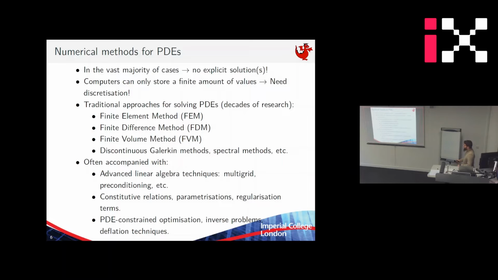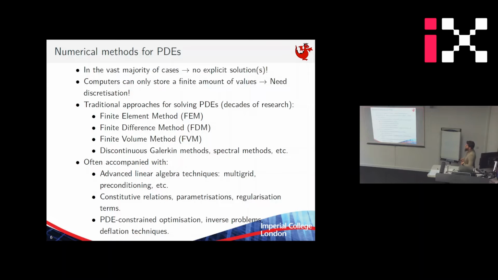You also have, when you use those methods, a lot of questions that arise, like how do you actually solve them? Usually you end up with the problem of solving a linear system of the form AX equals B, where A is a huge matrix. And because this matrix is huge, you need to be a bit clever in the way you solve it. So you have advanced linear algebra techniques that come into the picture.